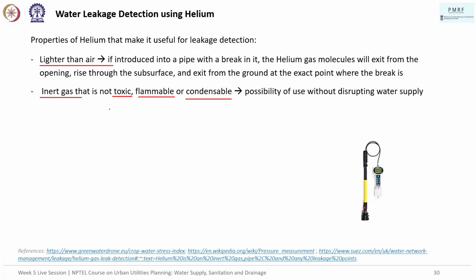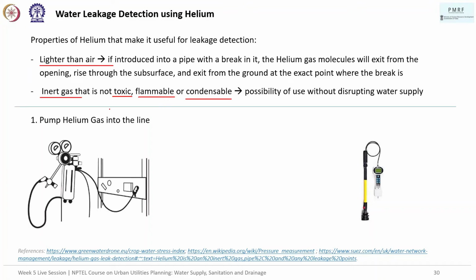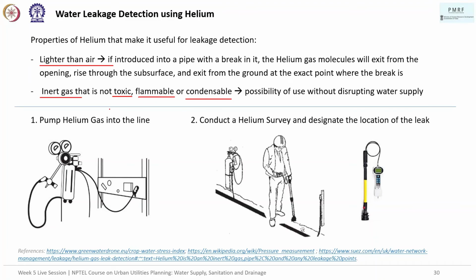However, there are some private agencies who also promise that you can use it without disrupting the water supply. Both of them have their advantages and disadvantages, but essentially, what happens in the entire operation is whether you have stopped the water supply or not. After that, you pump helium gas into the water supply line, right? And then you conduct a helium survey, which is basically using this equipment.